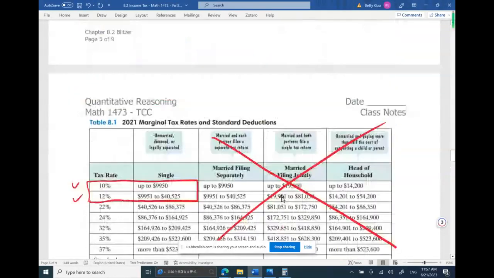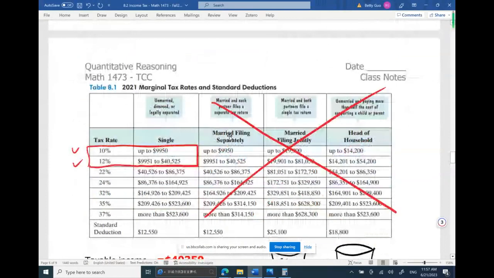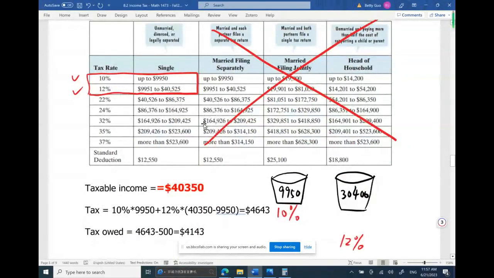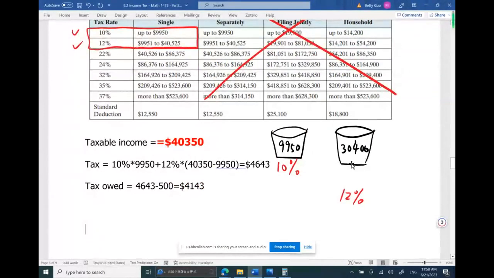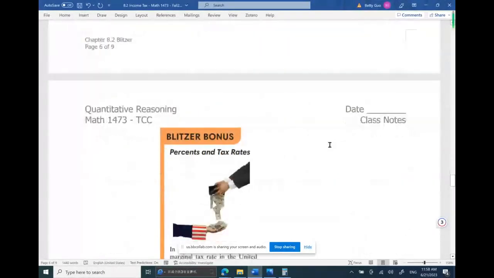Okay, does that make any sense? Very, very important. So you can imagine that your taxable income goes to different buckets, and different tax rates apply to different buckets. Next question.